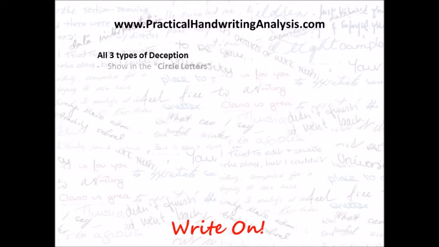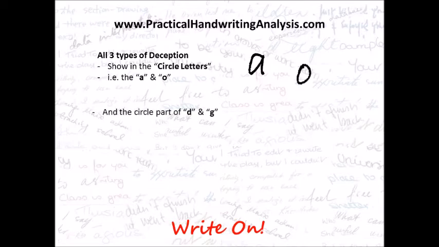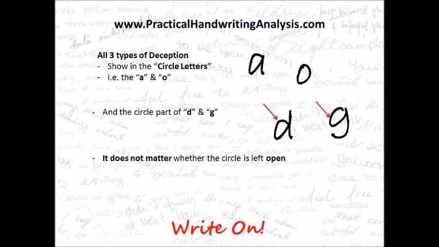All three types of deception show in the circle letters. That is the A and the O, lowercase, and the circle part of the lowercase D and G. It doesn't matter whether the circle is left open or whether the circle is closed. So A, O, D, and G.